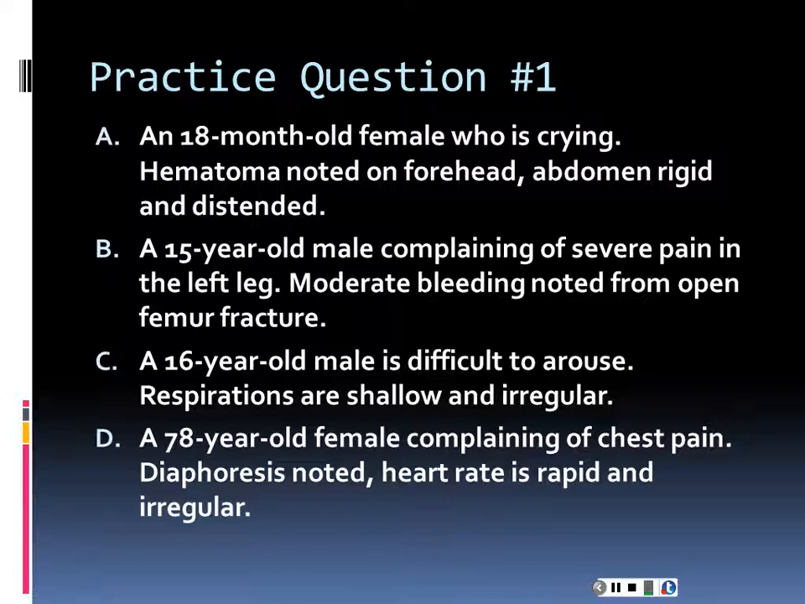78-year-old female complaining of chest pain. Diaphoresis is noted. Heart rate is rapid and irregular.